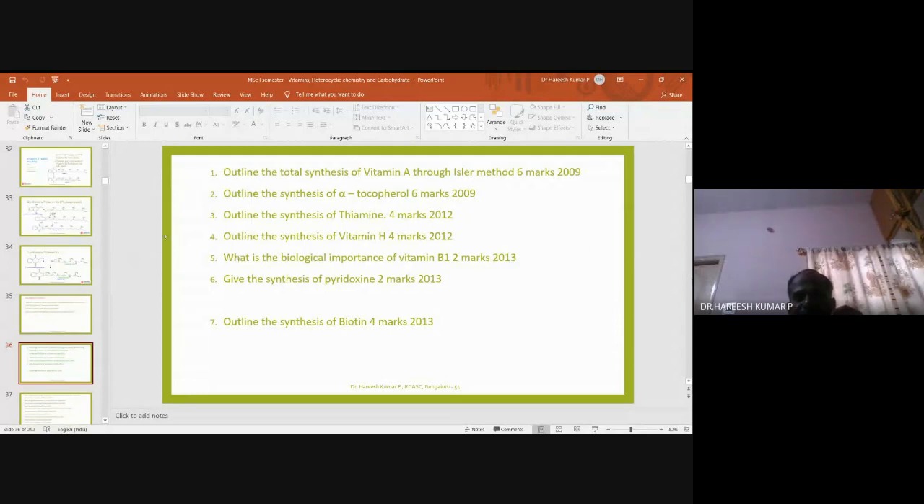Then outline the synthesis of thiamine. It is found that many times questions on thiamine, vitamin B1, are repeated, more particularly the thiamine. And outline the synthesis of vitamin H. Vitamin H means biotin. How is biotin synthesized?